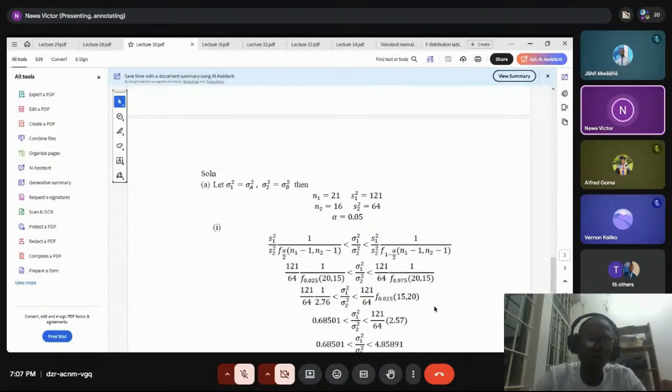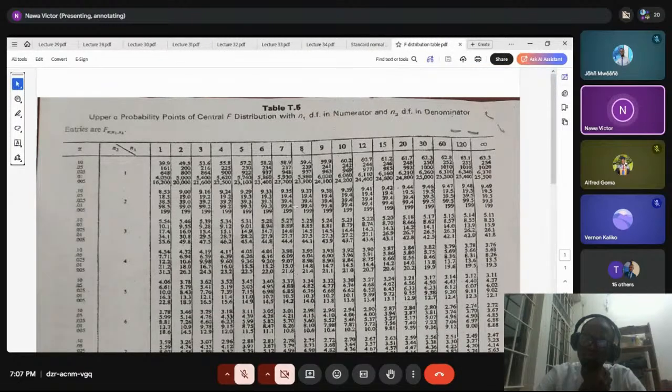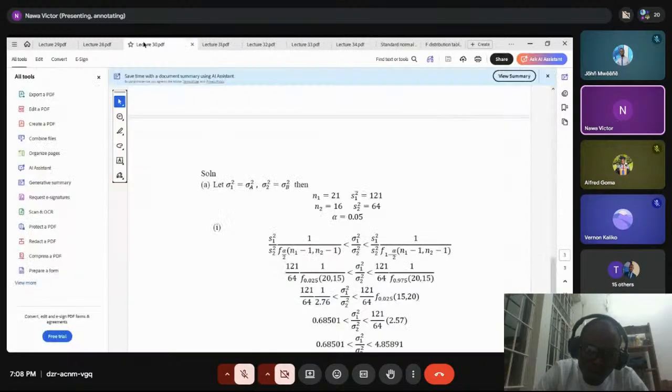And then to now go to our F tables. So we are saying 20 numerator, 15 denominator, giving an upper tail area of 0.025. So here we go. We say again, the ratio. We said what?